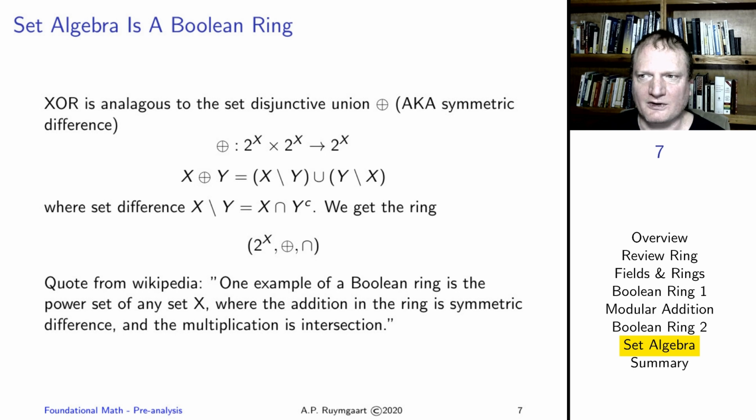I'll end here with a quote from Wikipedia. An example of a Boolean ring is the power set of any set X where the addition is the symmetric difference and multiplication is the set intersection. So that should be clear to us now exactly what that means. Therefore, set algebra is a Boolean ring and therefore a Boolean algebra.